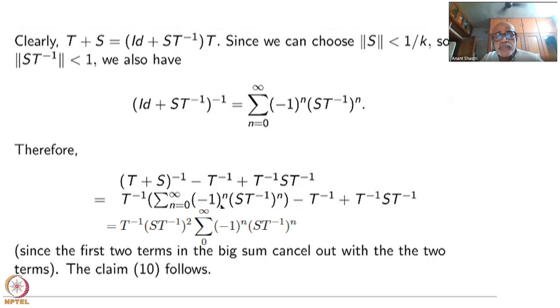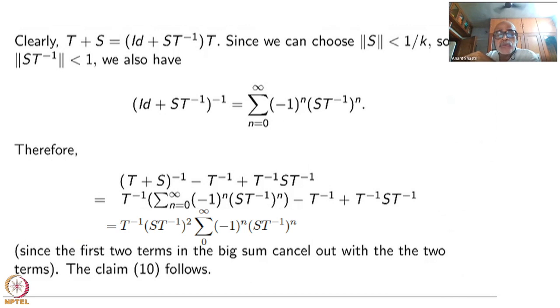Now look at the first term here. N equal to 0. It's just T inverse. That cancels with this one. What is the first term here? N equal to 1. What is this? ST inverse into T inverse on the left. So that is this term. So that also cancels out. That's a minus sign here with the first term. For the zero term, this is plus sign, this is minus sign here. So those two cancel out. What you are left with is this summation from N equal to 2 onwards.